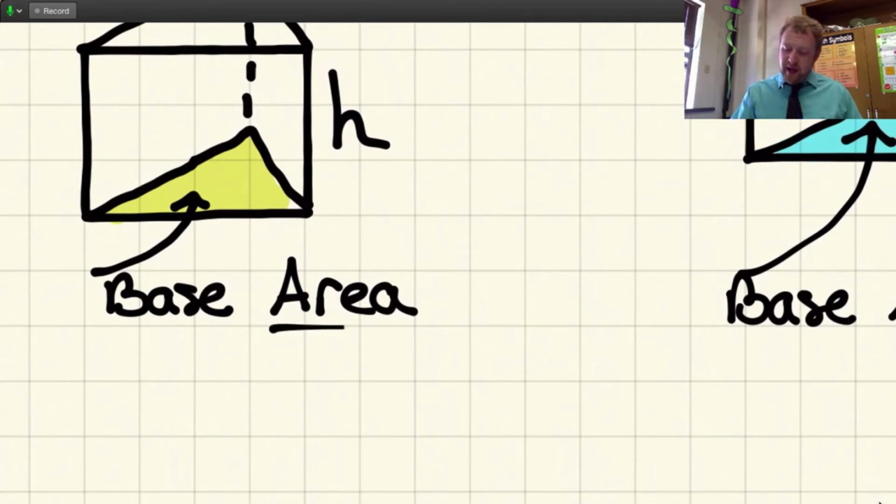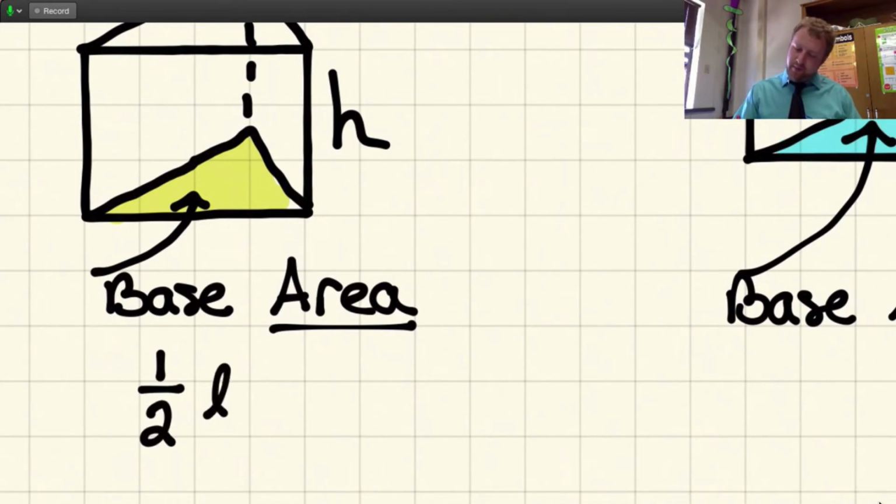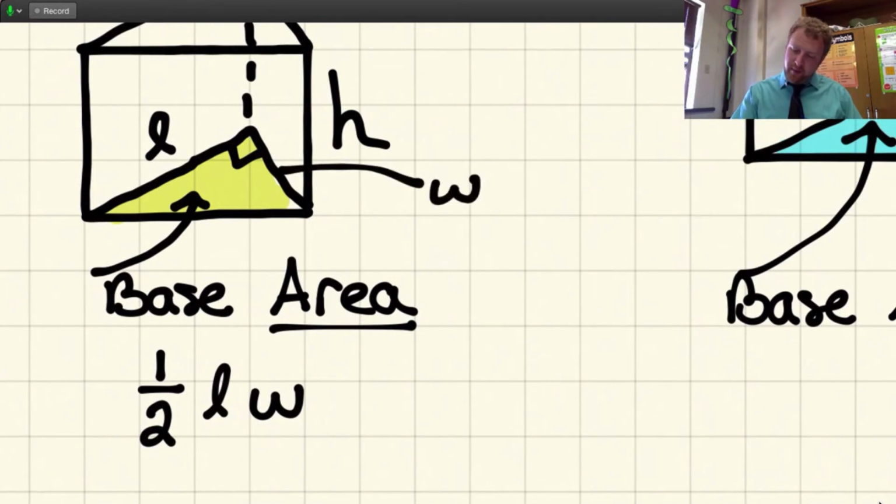How do you find the area of a triangle? Yep, so we do 1/2 the length times the width, or the base times the height. So I'm going to call this back here, this is a right triangle. I'm going to call this the length, and that right there the width. Notice that's 3 dimensions.